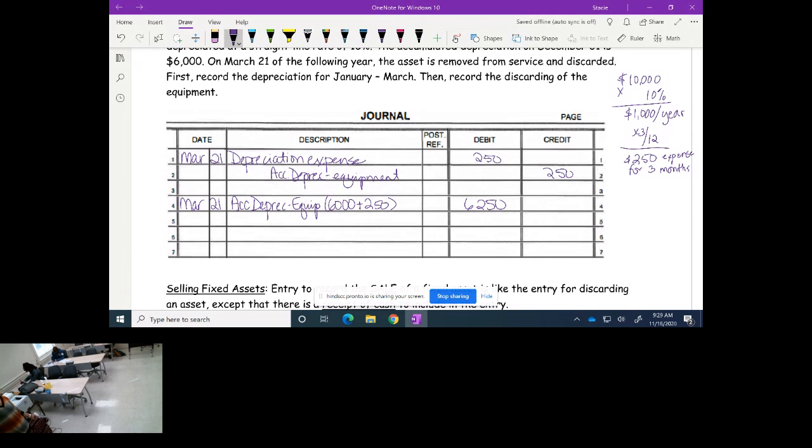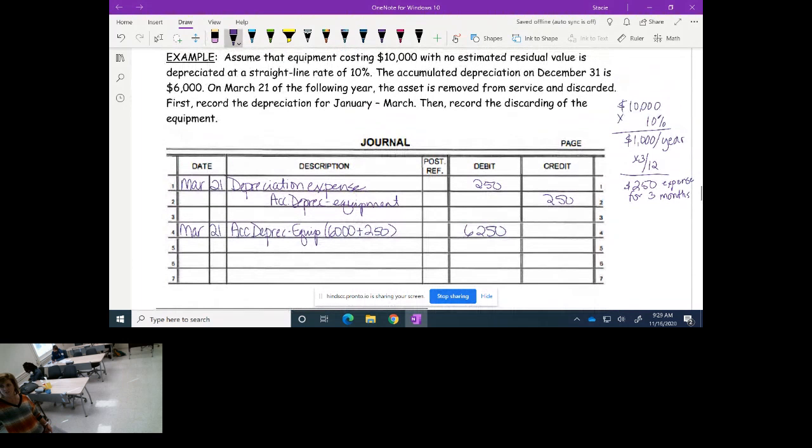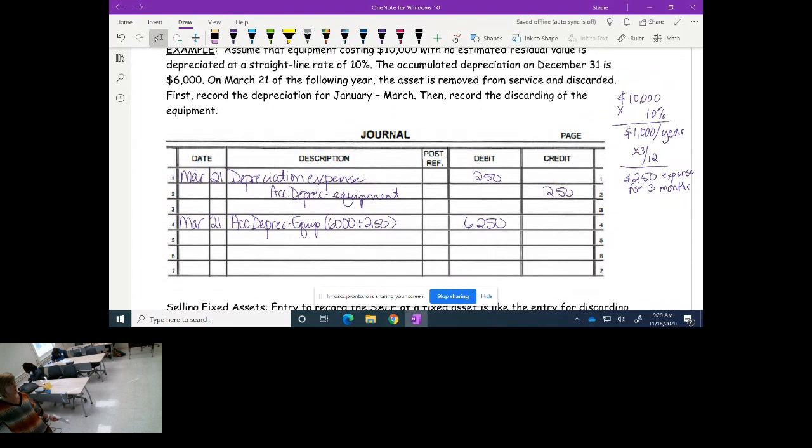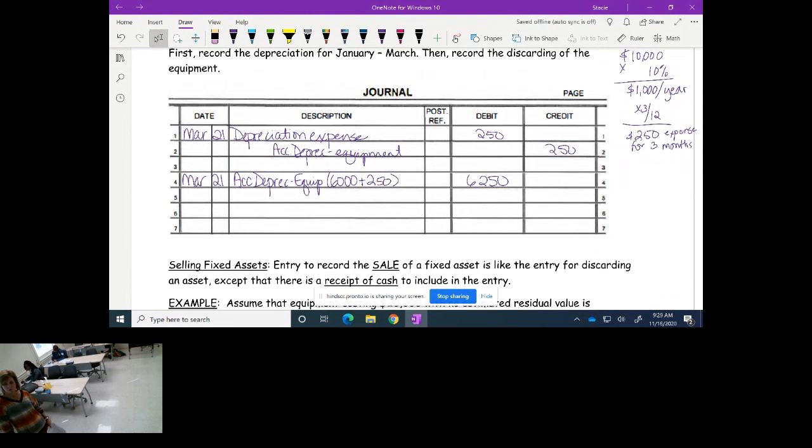Now we've already discussed that when we're disposing of an asset, we're not selling it, we're just getting rid of it. If it costs 10 grand and we've only got this much accumulated, it's not fully depreciated. So we're going to have a loss. And losses are debits. So I'm going to write this in here: loss on disposal of equipment. We'll come up with a number in a minute. And then we'll credit equipment. I just know we're going to have a loss, so I'm going to set it up that way. So when you get ready to do homework, you'll know to have a debit there.